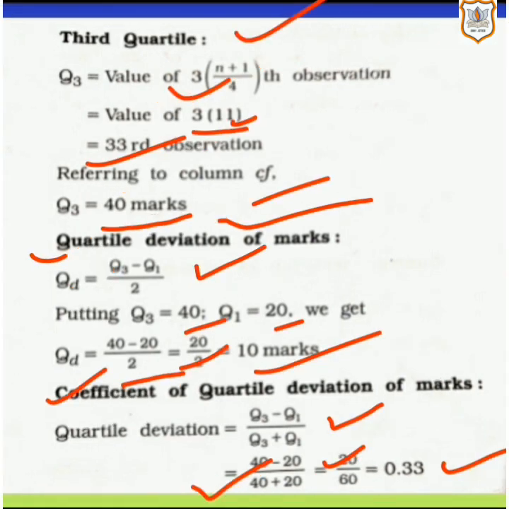So here we are done with the first and second sum. First sum was on ungrouped data. Second is discrete data. Go through the sums, revise it thoroughly.